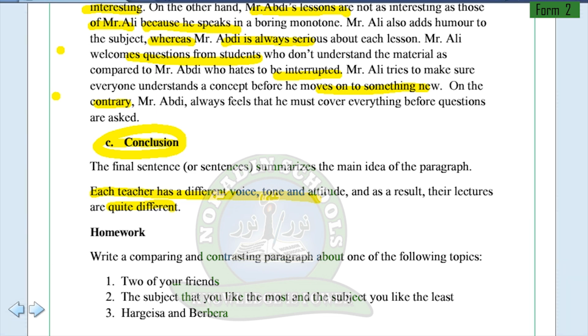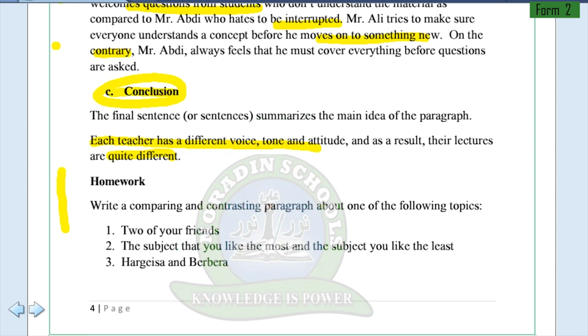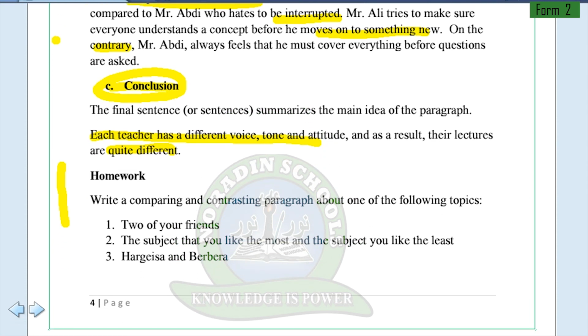So, finally, we came to the end of our lesson. Here, this is your homework. Please make sure to practice this. Write a comparing and contrasting paragraph about one of the relevant topics. Which one is enough for you?